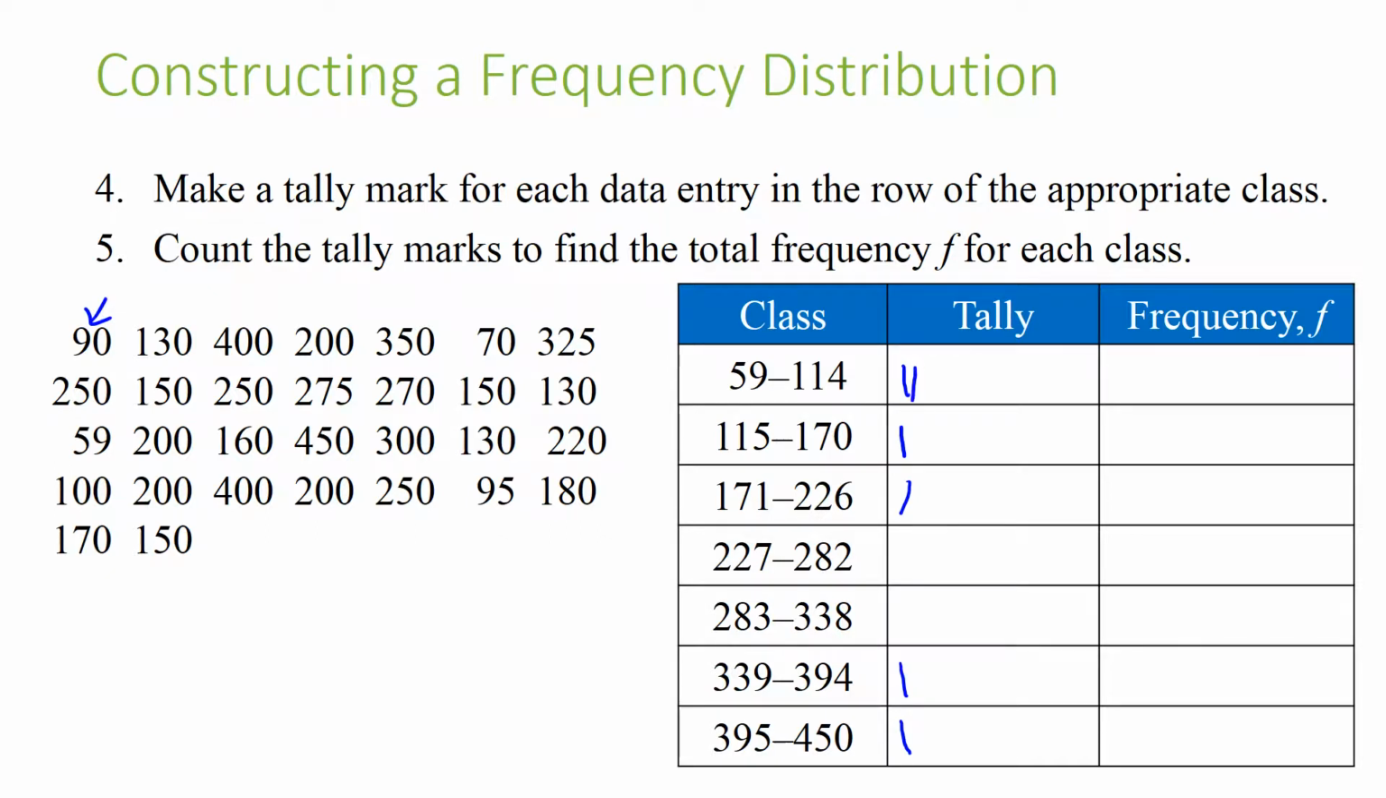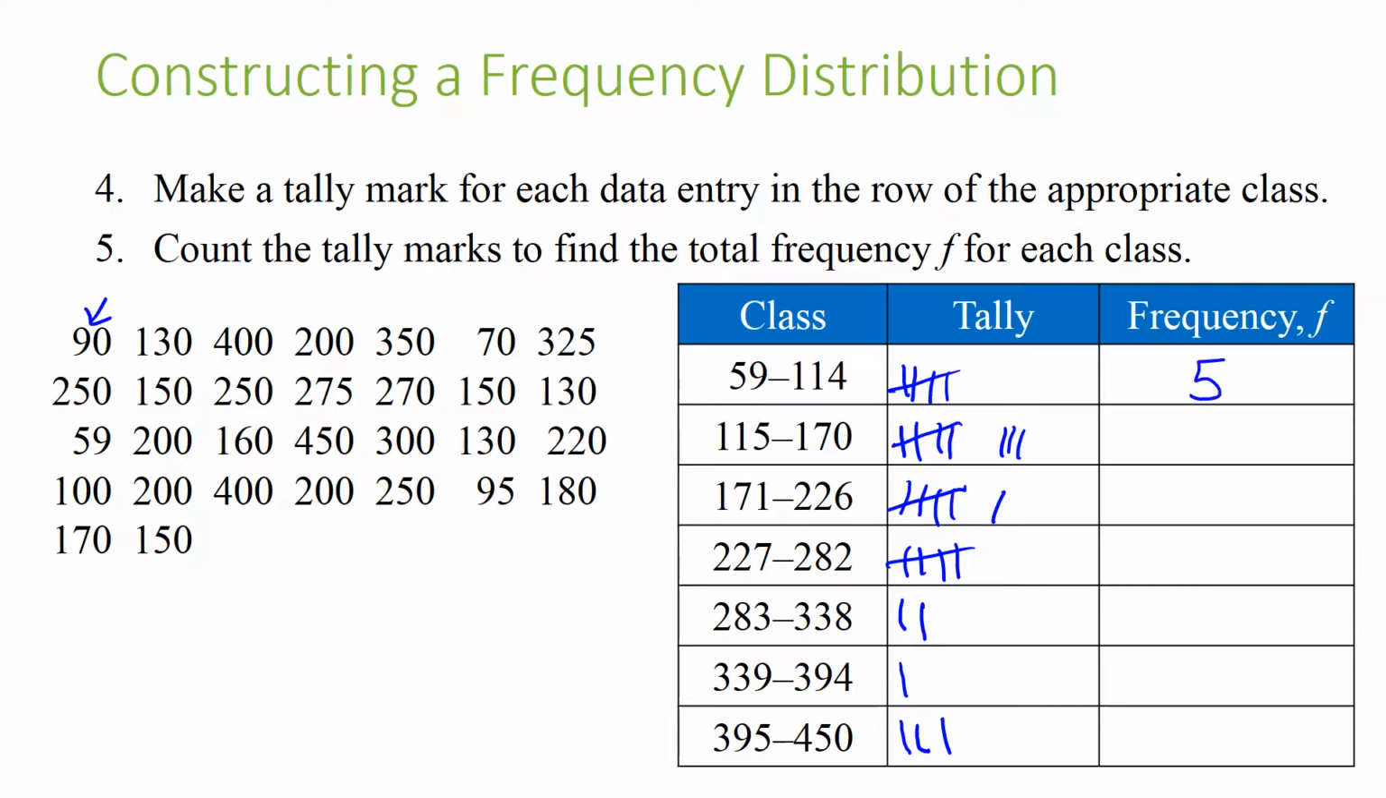350, 70, 325, 250, 150, 250 again, 275, 270, 150, 130, 59, 200, 160, 450, 300, 130, 220, 100, 200, 400, 200, 250, 95, 180, 170, and 150.